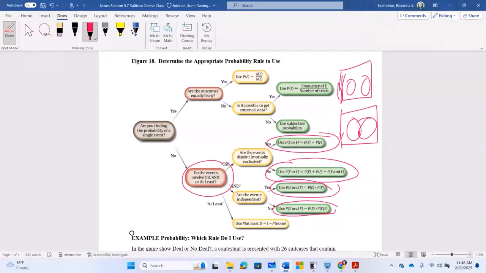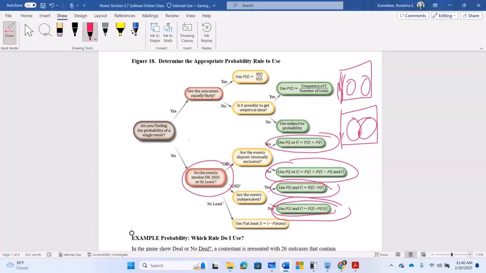Now if it's not a single event, do the events have an and? If it has an and, you multiply. Suppose it is and, you multiply, and independent. But if it's and and it is not independent, then it is conditional probability. You use the formula for conditional probability, which we talked about.